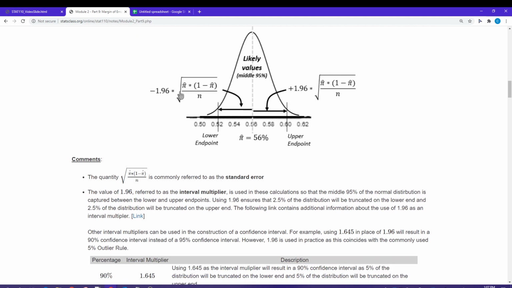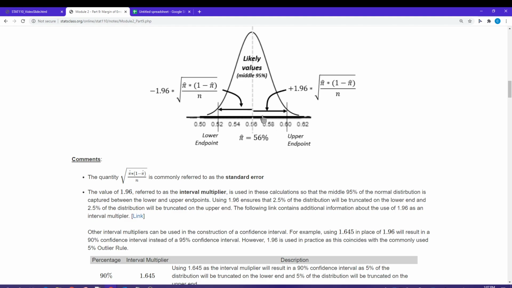Now this square root of pi hat times 1 minus pi hat divided by n is sometimes called the standard error. So this entire quantity here is called the margin of error. This part of it, underneath the radical, is called the standard error. The other value here is called the interval multiplier.